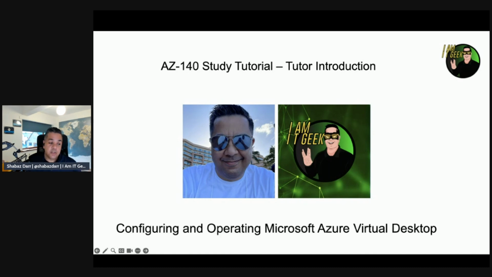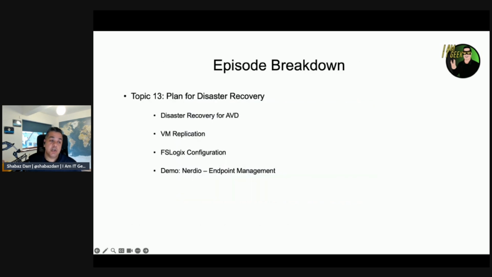So this is the Configuring and Operating Microsoft Azure Virtual Desktop series. We're going to talk about planning for disaster recovery. So this is topic 13. I've only got 3 areas to cover: disaster recovery for AVD, VM replication, and FSLogix configuration. We're going to do a bit of a Nerdio demo around the endpoint management, which is similar to Intune, well, covering Intune really, but through Nerdio.